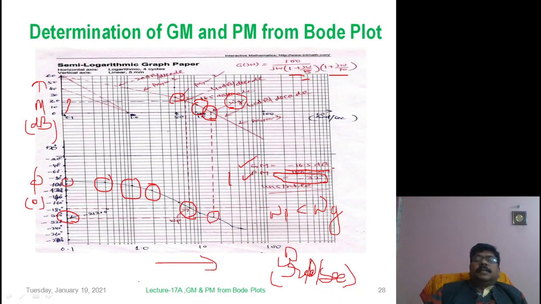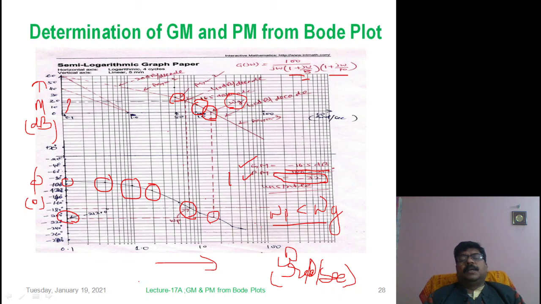If any one of the margins, whether gain margin or phase margin, comes negative, the system is unstable. So for a stable system both must be positive. Another thing you can comment upon is that the phase crossover frequency is less than the gain crossover frequency, so you can directly conclude the system is unstable. This is the way we can know the gain margin and phase margin, and from that we can tell the status of the stability of the system.